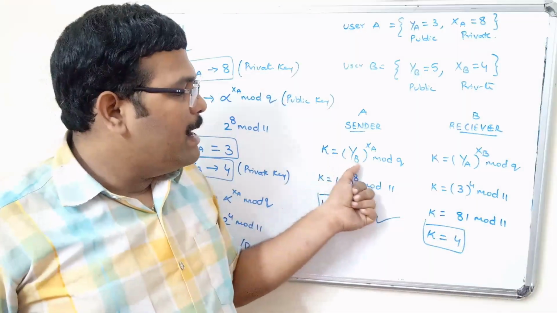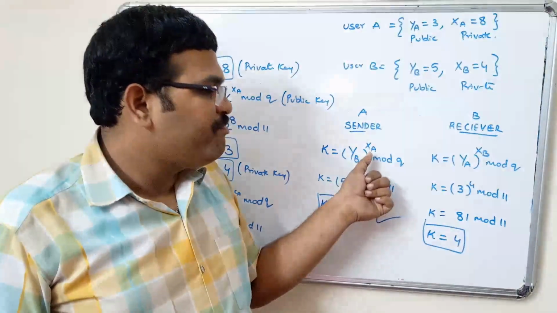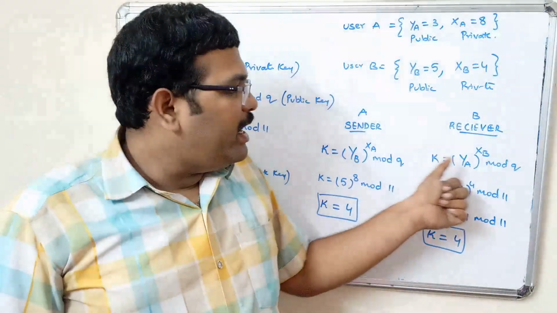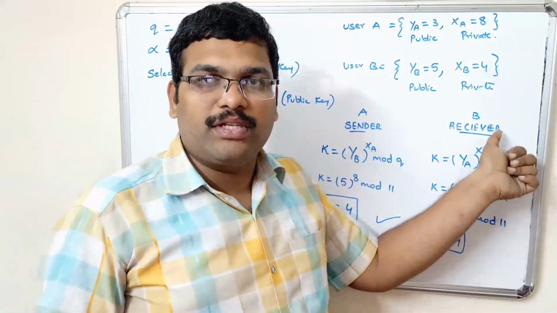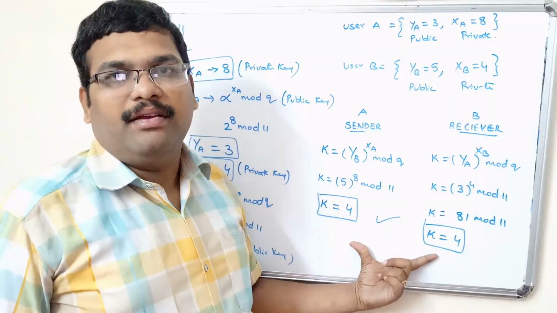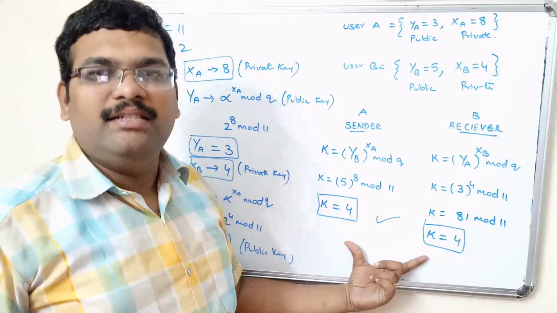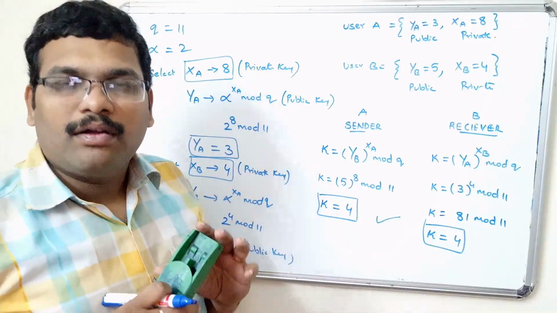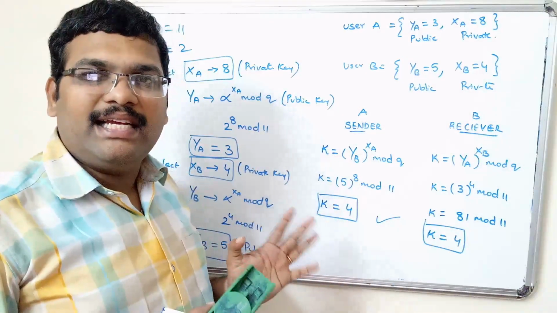So k is equal to public key of B, which is available for all the users, power private key of A, which is not shareable, mod q. And at the receiver side we use the formula public key of user A power private key of user B mod q. So if you calculate this key, we will get the same key, which we call the symmetric key. The key is exchanged between sender and receiver for symmetric encryption. So that's why we call it a key exchange algorithm.